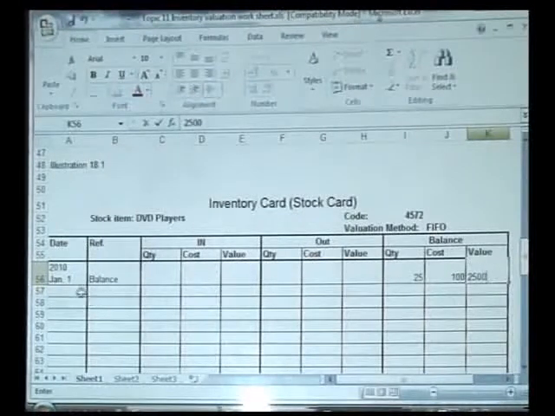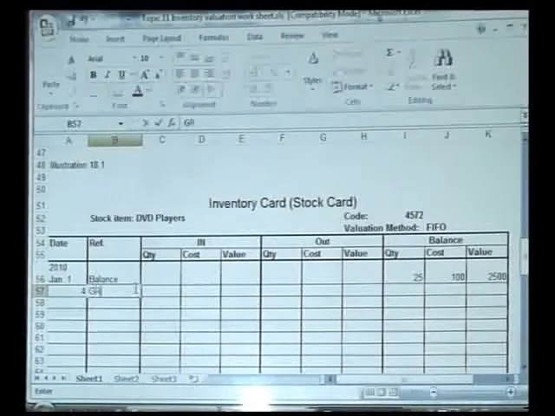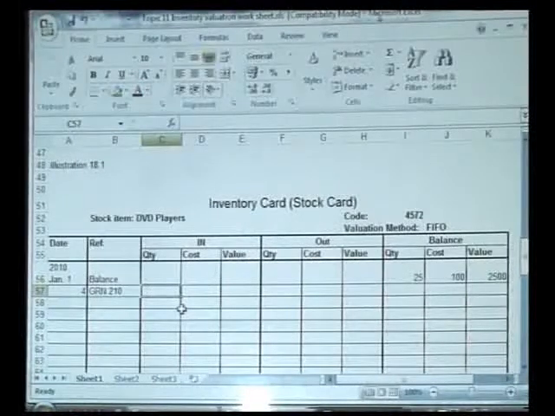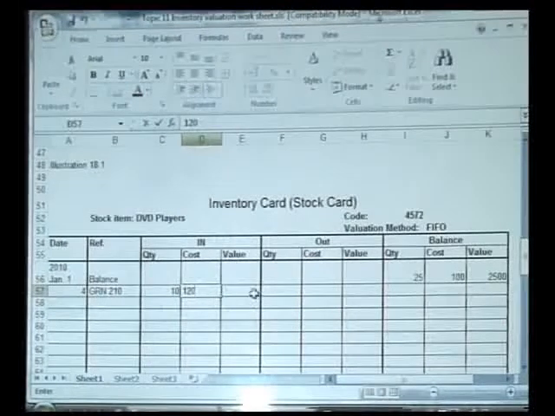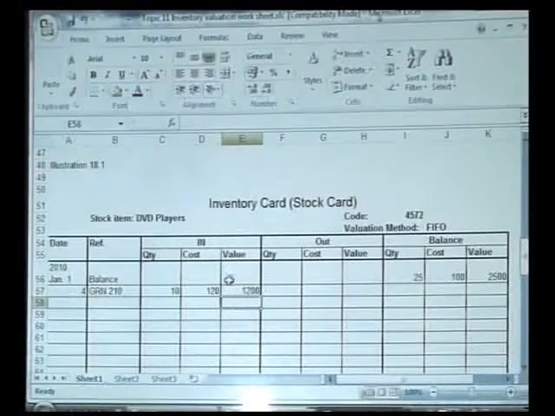On 4th January, the business has purchased 10 units. Then GRN number 210 is the reference. Received 10 units at 120 kina each. Therefore, 1200 is the value of purchases. No issues on that particular day.